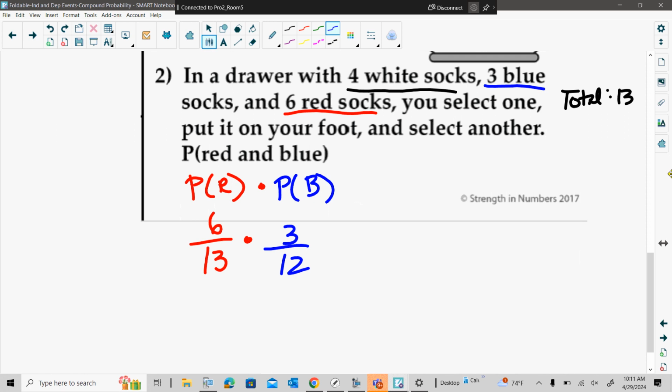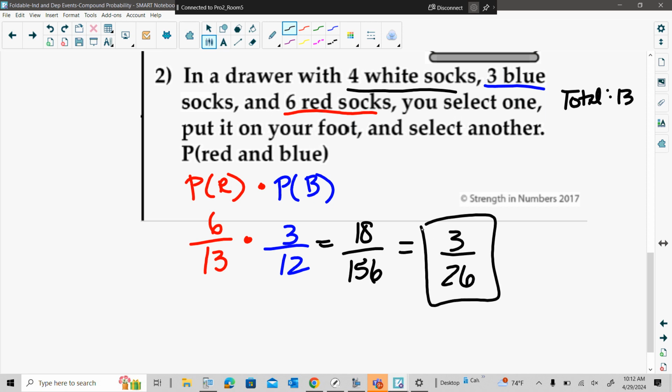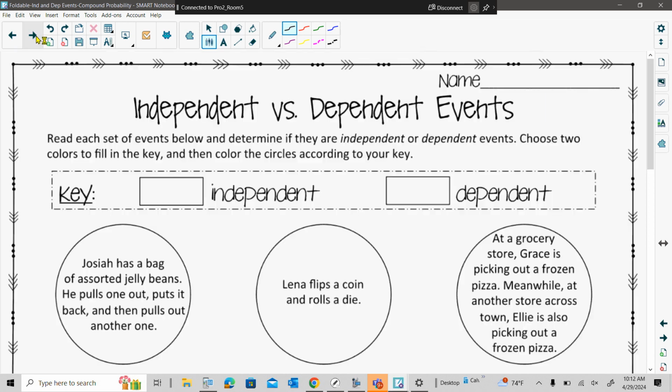Okay, so hopefully you did. Red was 6 out of 13, and blue was 3 out of 12. When you multiply, you get 18 out of 156. But this reduces to 3 out of 26. Make sure you reduce it. You should just multiply top numbers and bottom numbers and then reduce it. Okay, so this is the first part of what I'm checking for today.